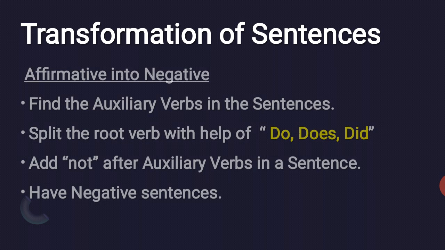And the next thing, split the root verb. That is the base form of the verb. We have to split it with the help of do, does, did, and add not after the auxiliary verb in the sentence. And now we have a negative sentence. So these are the basic steps to transform a sentence into negative formation.